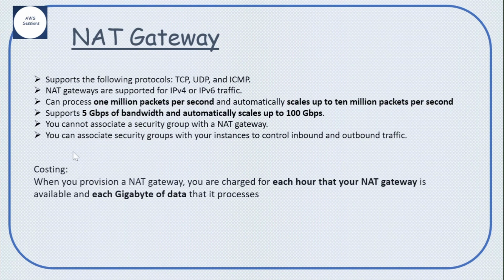If I talk about the costing part, when you provision a NAT gateway, you are charged for each hour that your NAT gateway is available, plus each gigabyte of data that it processes. So the costing comprises two parts: one is the NAT gateway cost for each hour, and the other is the data processing cost per gigabyte of data.